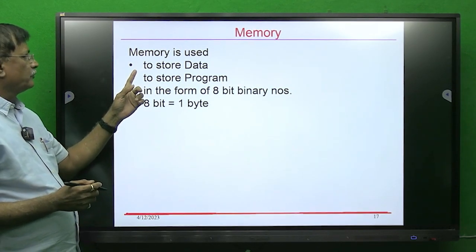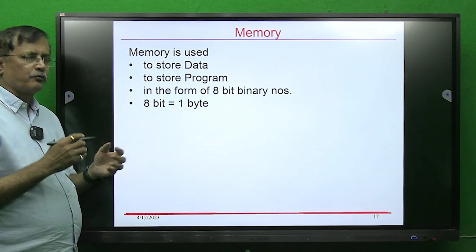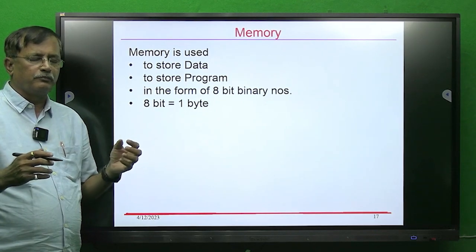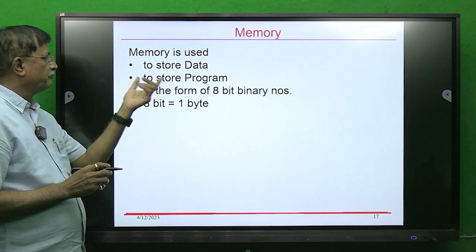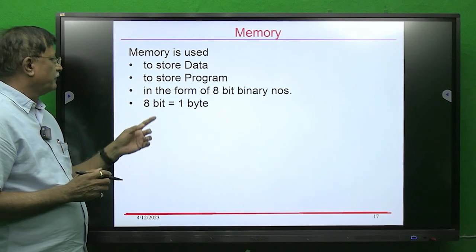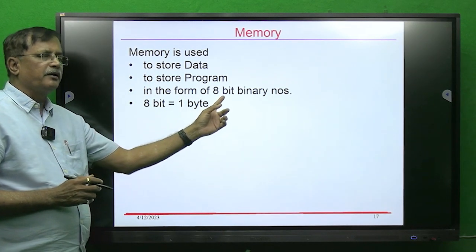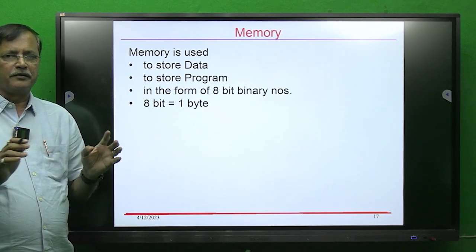Memory is used to store data which is required for processing. It is used to store programs. Whatever coding we do, whatever program we write, that program has to be stored in the memory so that the processor will read that program and execute it. The data and program are in the form of 8-bit binary numbers. So the processor language is only binary.